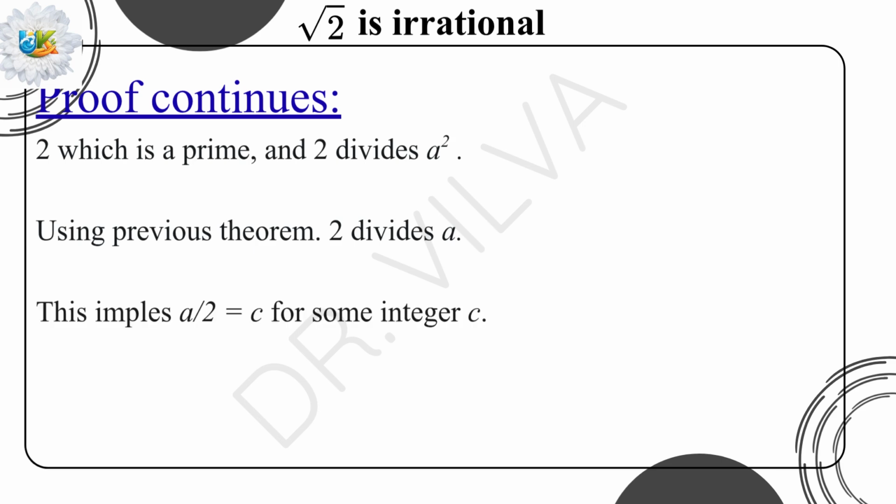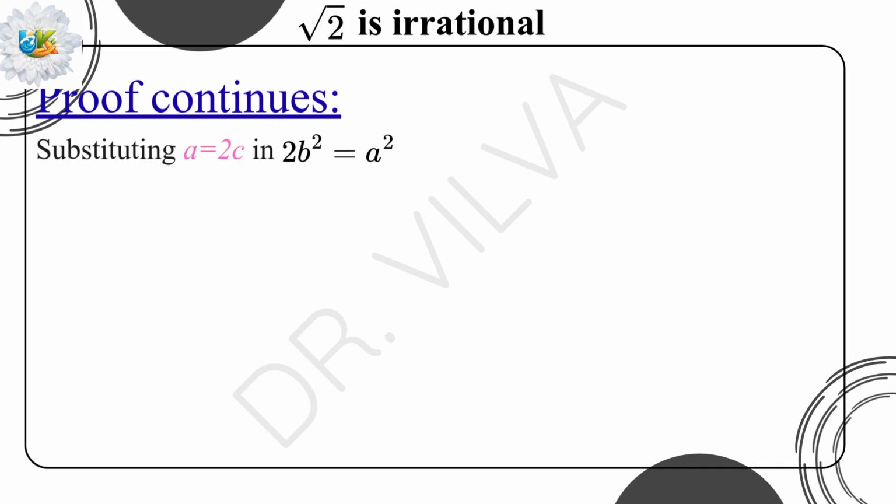Because 2 divides a, we can write a as 2 times c, where c is some integer. Now, let us substitute a is equal to 2c back into our equation.